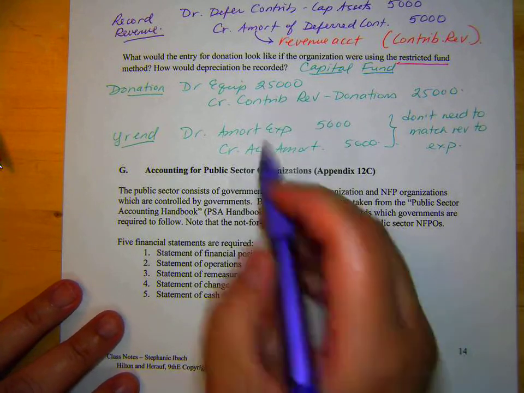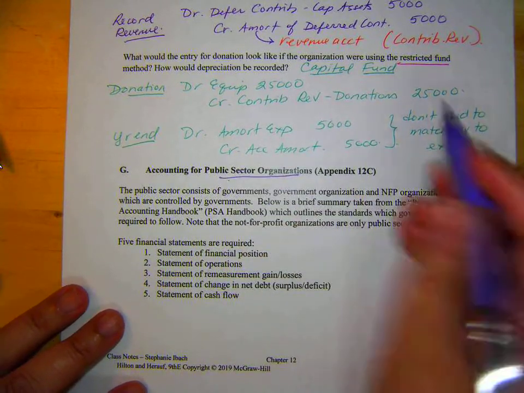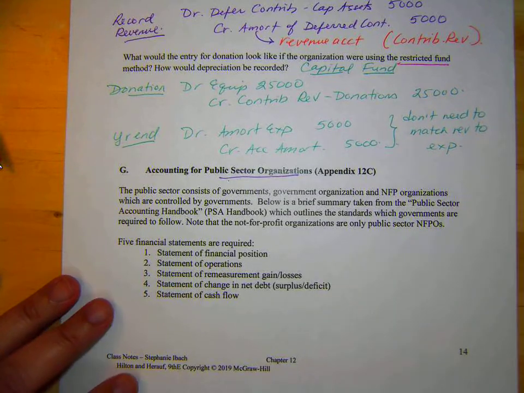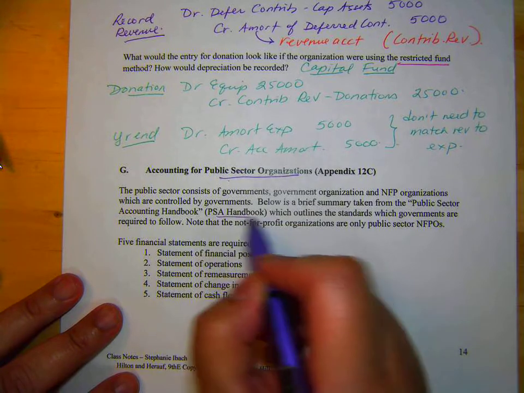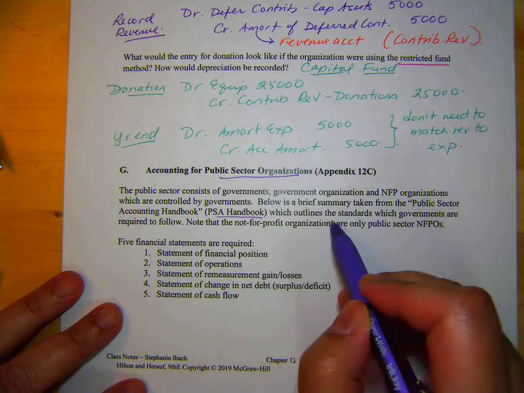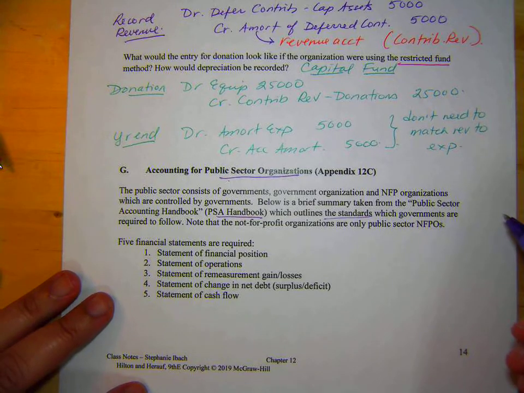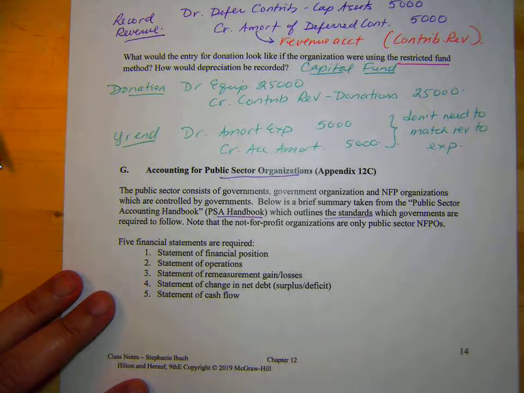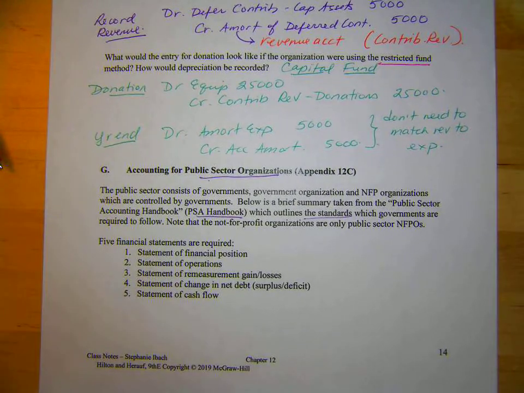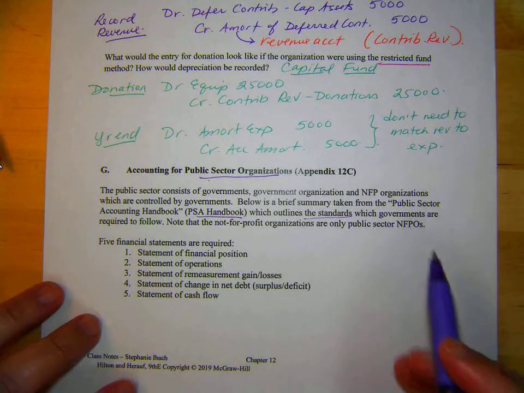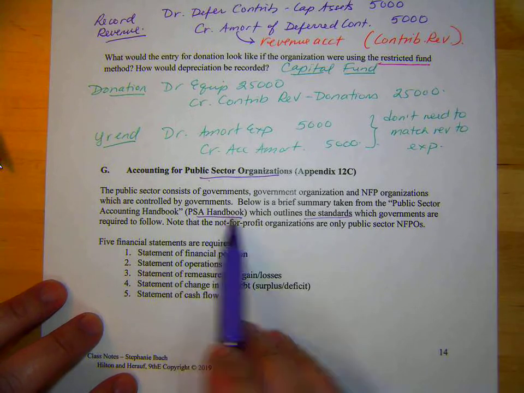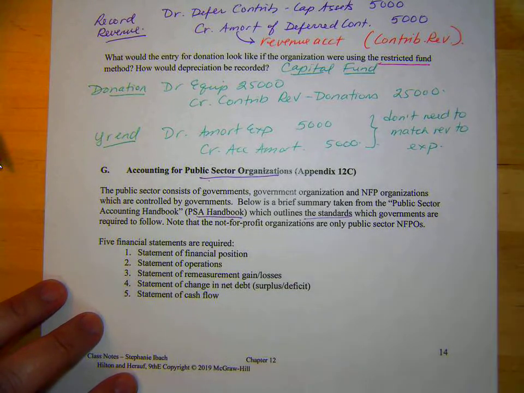So accounting for public sector organizations, they have their own sets of rules. There's a public sector accounting handbook, and that outlines the standards. So if you are working for the government doing accounting, or auditing for that matter, looking at the PSA handbook and following what they did through a yearly cycle will help you.